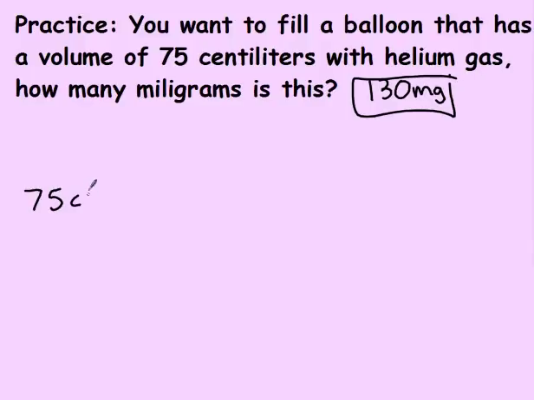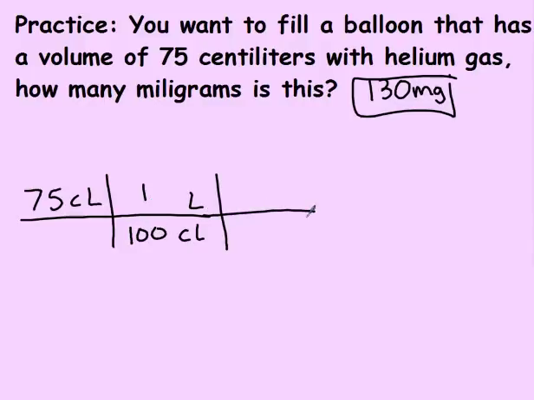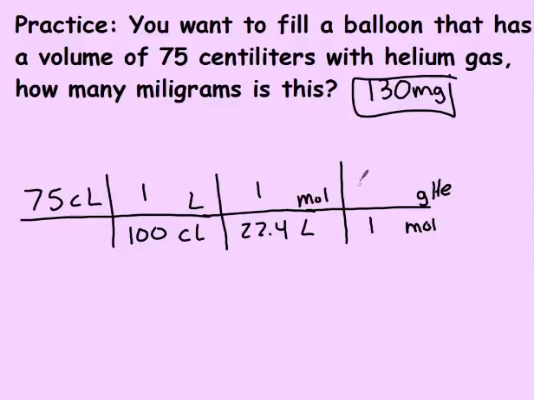So I have 75 centiliters. I needed to convert centiliters to liters. Liters was bigger, so it gets the 1, and there's 100 centiliters in a liter. Then I convert my liters to moles. There's always 1 mole is 22.4 liters. Then I'm going to convert my moles to grams. 1 mole is equal to the molar mass. Since we're dealing with helium, the molar mass is just 4.0. And finally, now I can convert my grams to milligrams. Grams is bigger, so it gets the 1, and there's 1,000 milligrams in a gram.